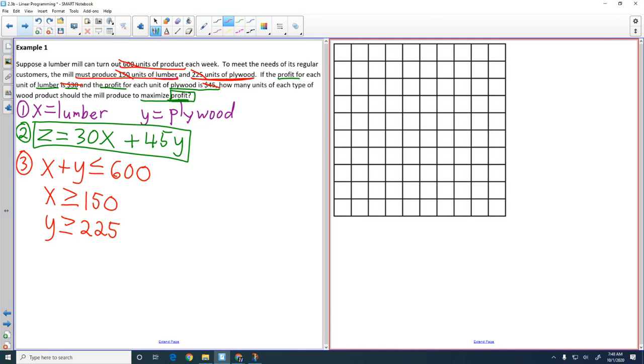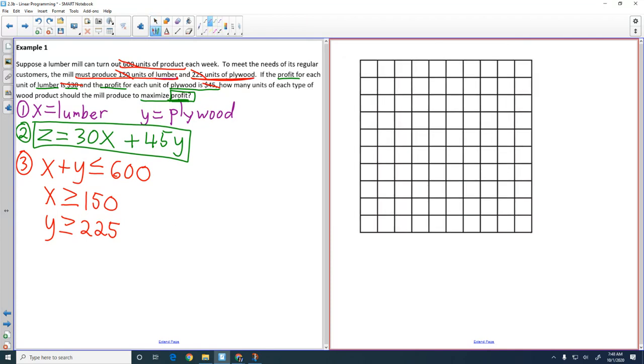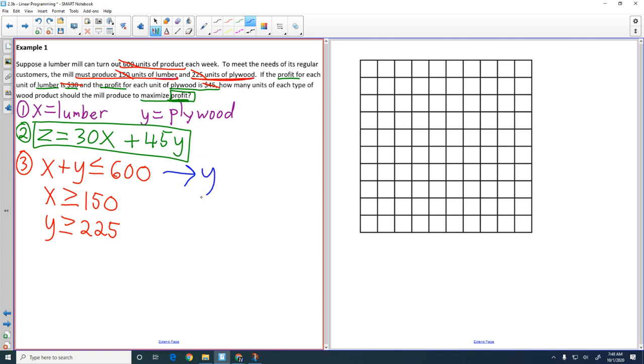Now, in order to graph them, we would want them to be written in slope-intercept form. So that first inequality, I'm going to rewrite it in slope-intercept form just by subtracting an x from both sides. So this will be y is less than or equal to 600 minus x. Then I'm going to graph the x greater than 150, y greater than or equal to 225. So we've got 3 constraints to graph.